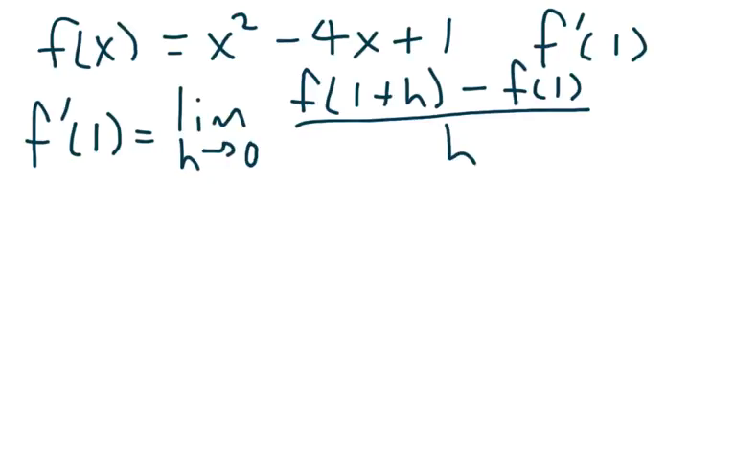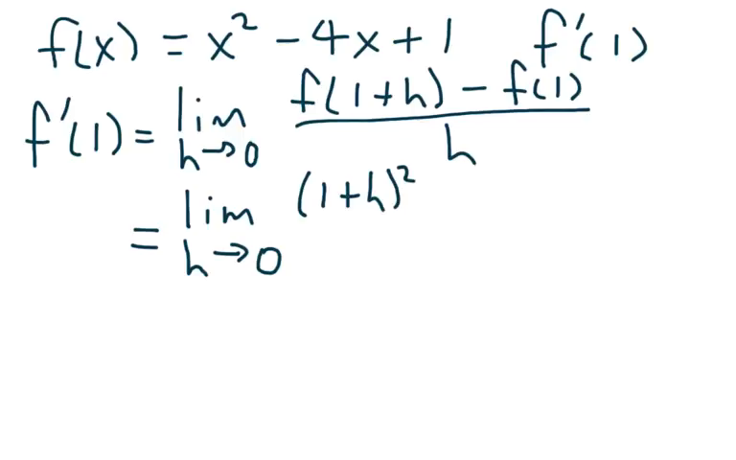Let's plug the relevant things into the numerator and see if we can simplify. We have the limit as h approaches 0 of 1 plus h squared. And notice that the 1 plus h is getting plugged in for x in parentheses. Minus 4 times 1 plus h plus 1.